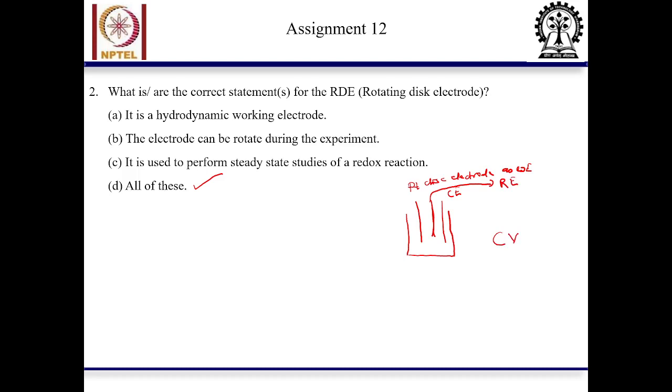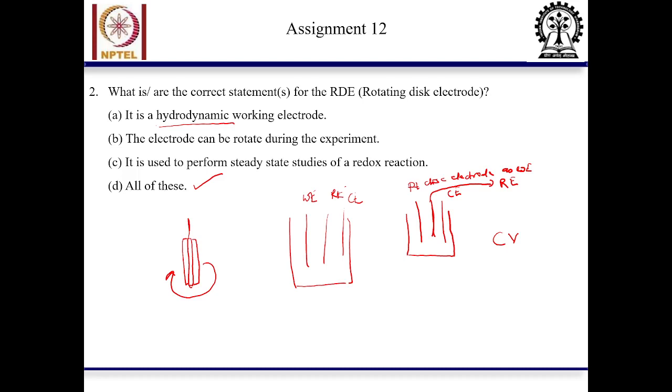Now, how is it different from the RDE? In RDE, what do we have? We have the same working electrode, same counter electrode, but the working electrode has some special characteristics. We have a platinum disc surrounded by non-conducting plastic. The only thing is that it will rotate. Once it rotates, the first thing is that it is a hydrodynamic working electrode, and this electrode will continuously rotate.